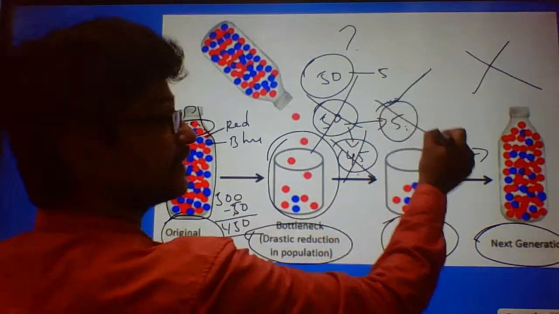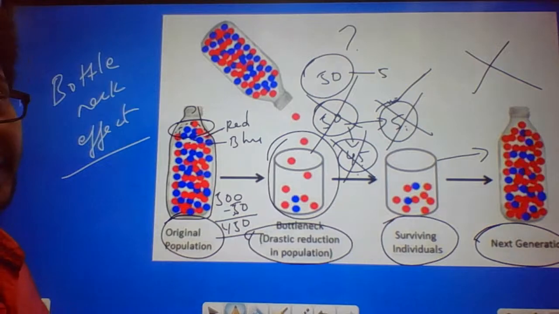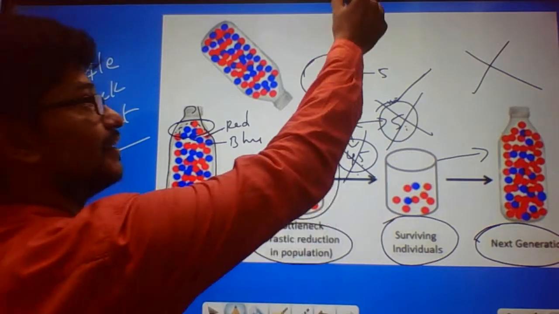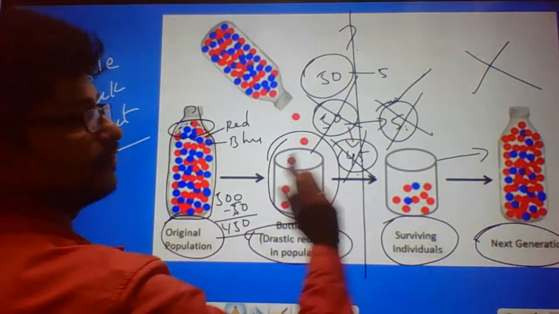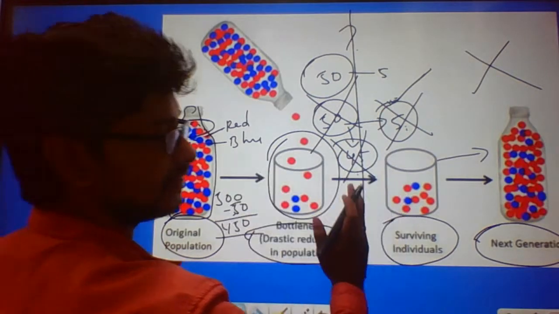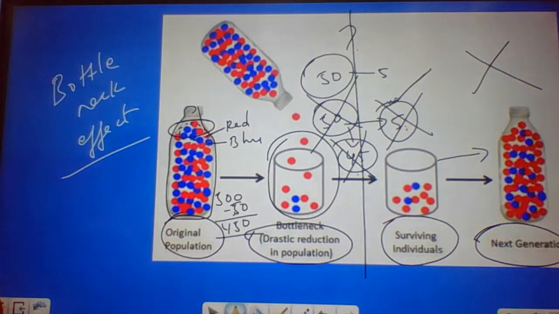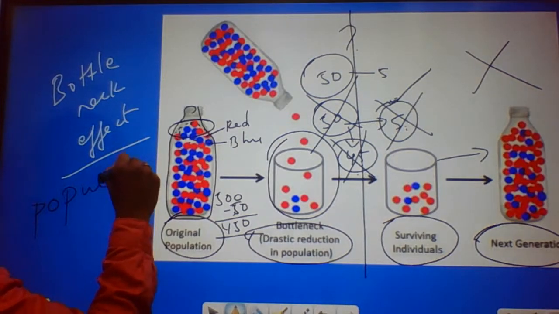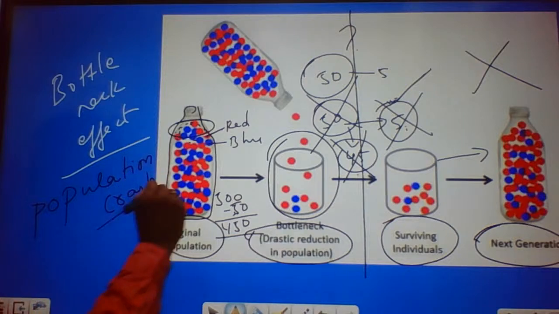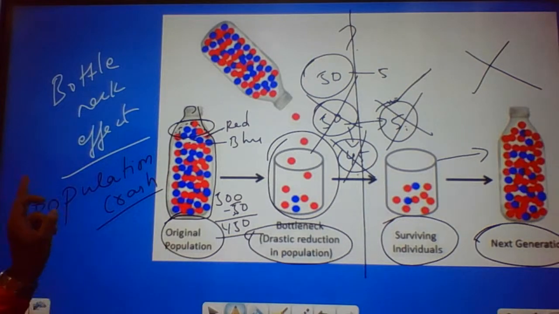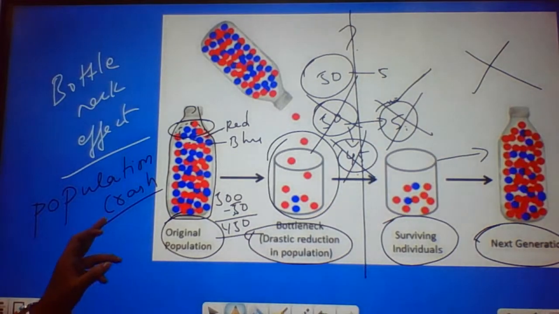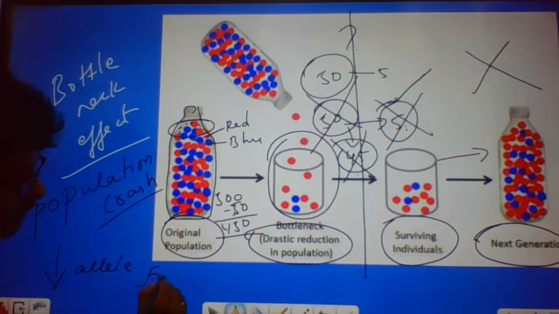Even if these 5 don't have the ability to adapt, then definitely what will happen? They cannot go to the next generation, extinction takes place, and all the 50 will go to extinction. So there's no point in talking about the next generation. This is what we call the bottleneck effect, otherwise called population crash. Population crash causes adverse effects in the population because there is a reduction in allele frequency and loss of alleles from the gene pool, and it also occurs in a random fashion. So definitely there will be a reduction in the alleles and the allele frequency.